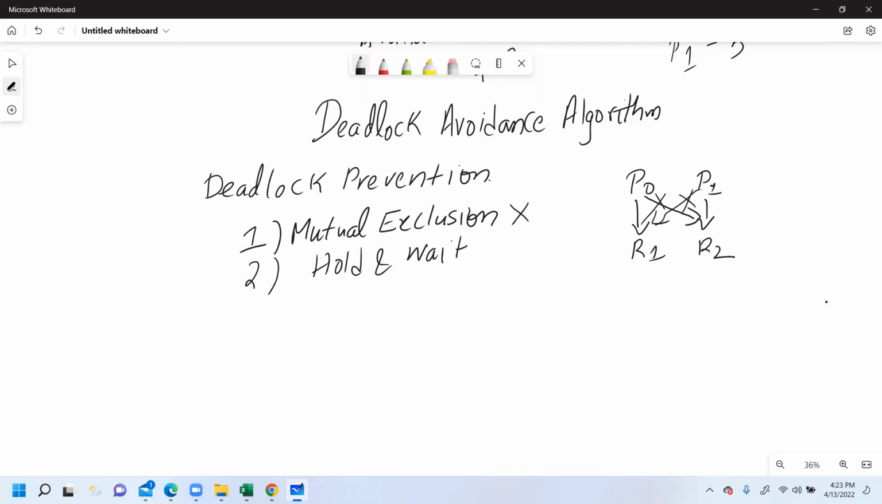So this is actually hold and wait. See, this is also a hold and wait condition. P0 is holding R1, but it's waiting for R2. P1 is holding R2, it's waiting for R1. The circular wait is happening, and each is waiting for the other.